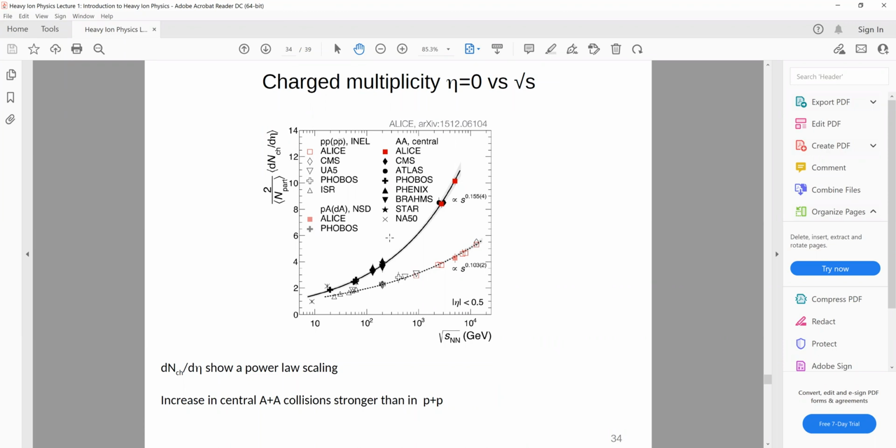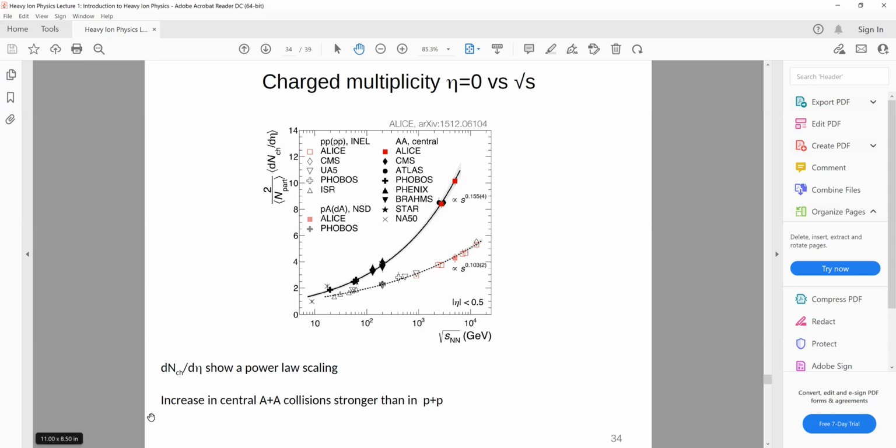Whereas it is first after the LHC beam became available, after the results of LHC pp collisions, that it has been seen that the multiplicity within elementary collisions scales as a power law. So it is a much faster increase than the logarithmic increase. Okay. So this dN/dη data show the power law scaling both for pp and for AA systems.